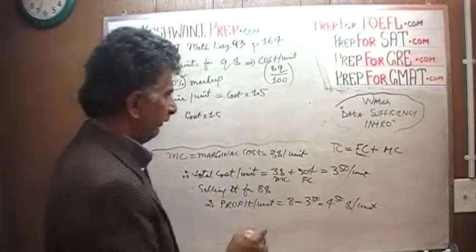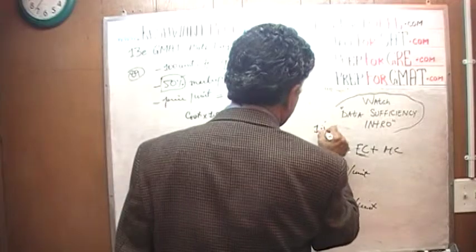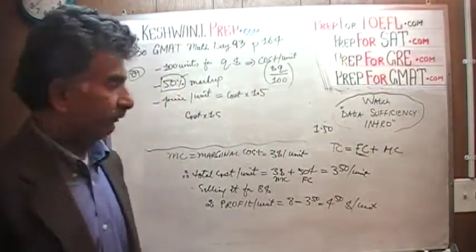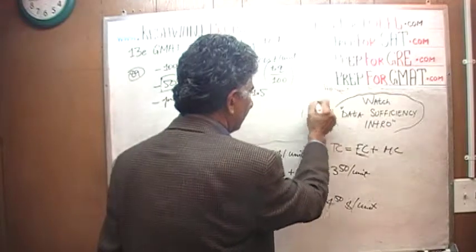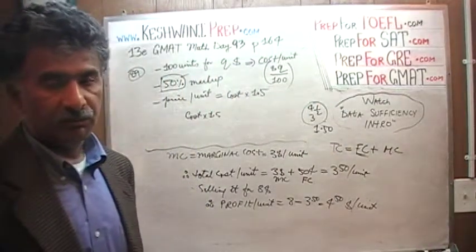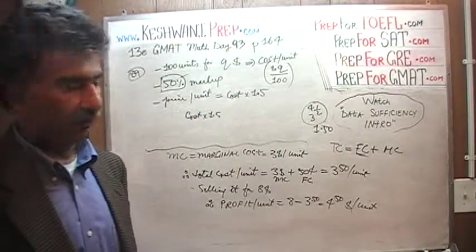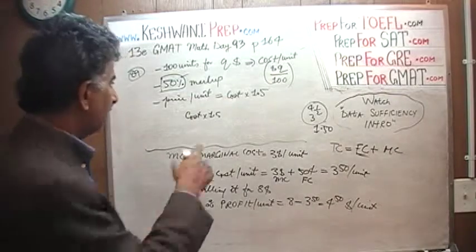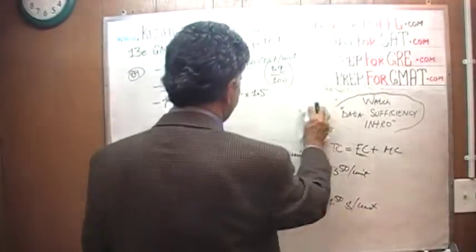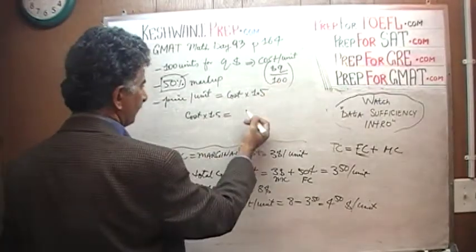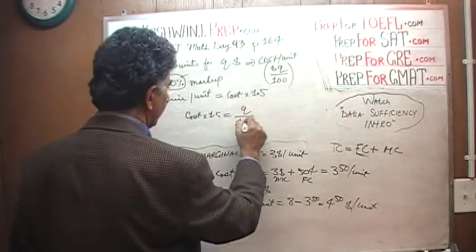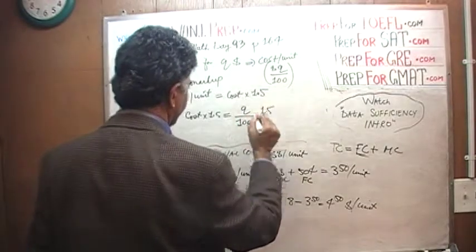So if it was a dollar, the price is going to be $1.50. If it was $3, the price is going to be $4.50. It's a 50% markup. Whatever the cost is, you take half of that, which is 0.5 of the cost, and therefore the price is 1.5 of the cost. Cost is right there: Q over 100 times 1.5.